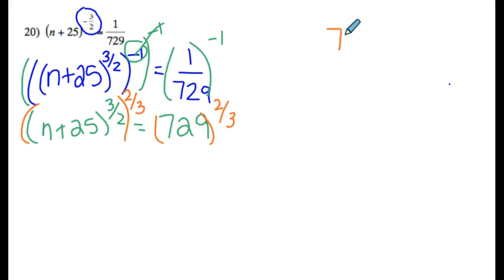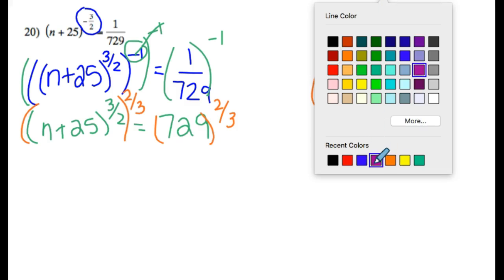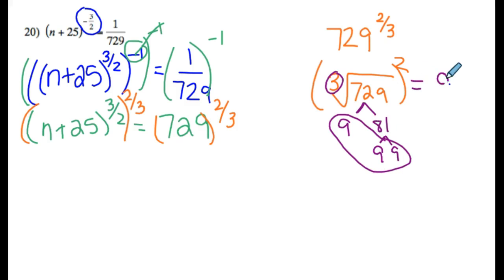So I need to think through what 729 to the 2/3 power can be. First I'm going to rewrite that as the cube root of 729, and then I'm going to square it. So let's think through what the cube root of 729 is. I can tell that 9 goes in because 9 goes into 72 8 times, and 9 goes into 9 1 time. Then I can break down 81 into 9 and 9, which means I have a group of 3 9s. And this 3 here means I need a group of 3. So the cube root of 729 is 9, and when I square it, I get 81.